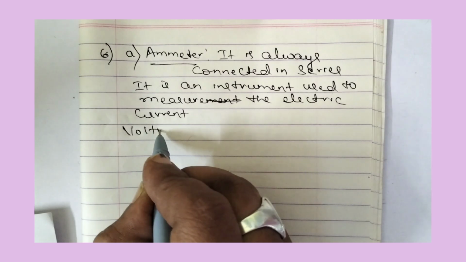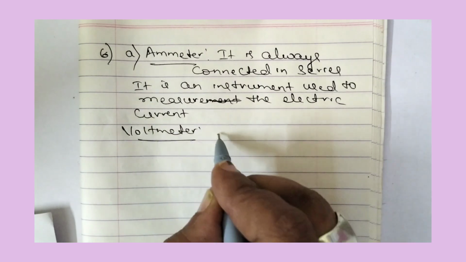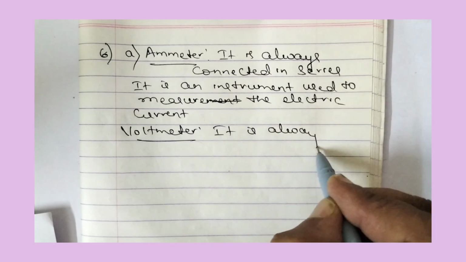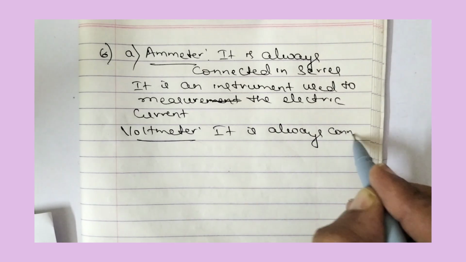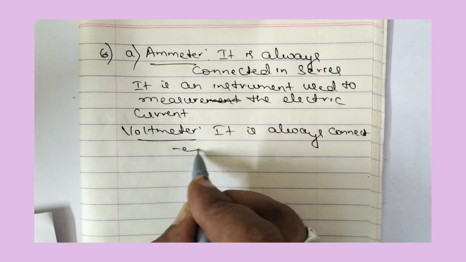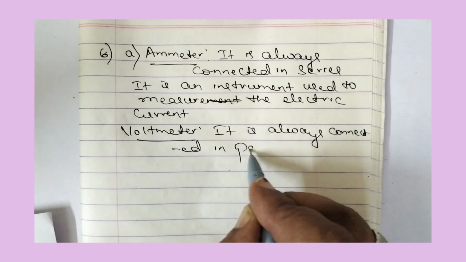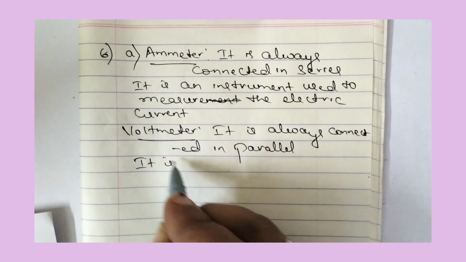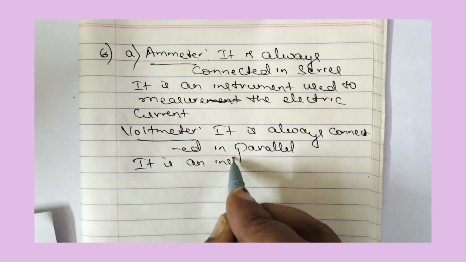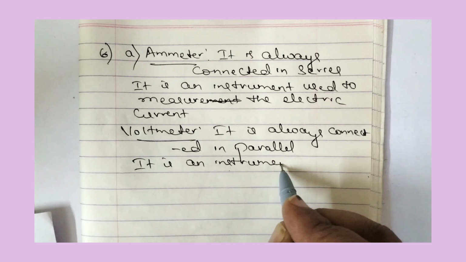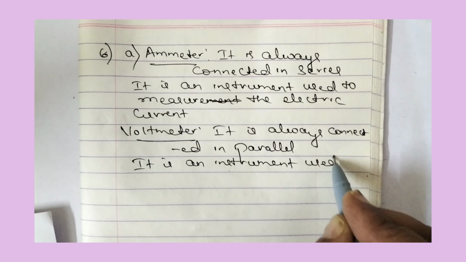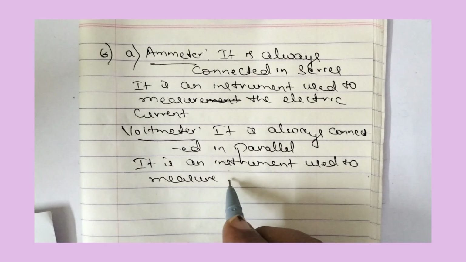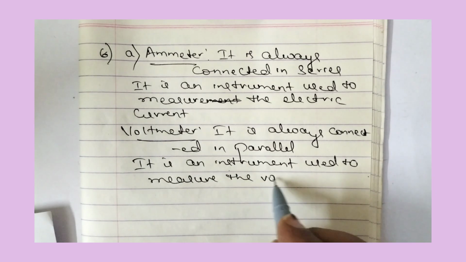Then the voltmeter. It is always connected in parallel. It is an instrument used to measure the voltage.